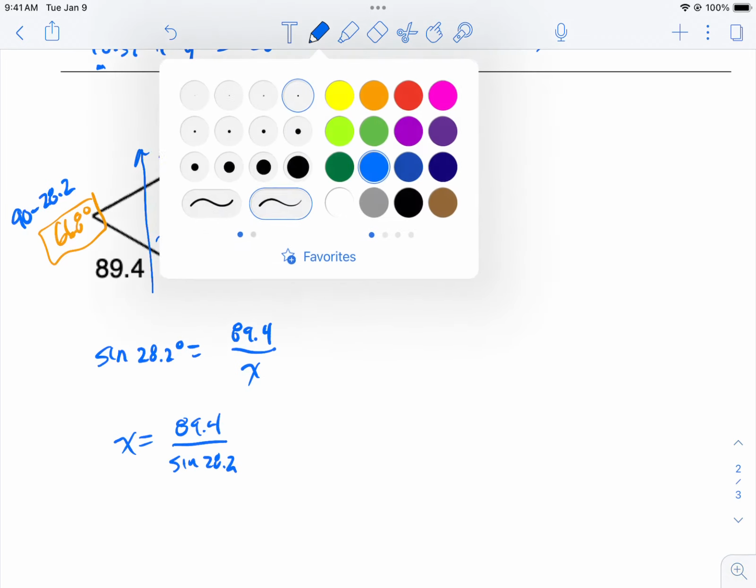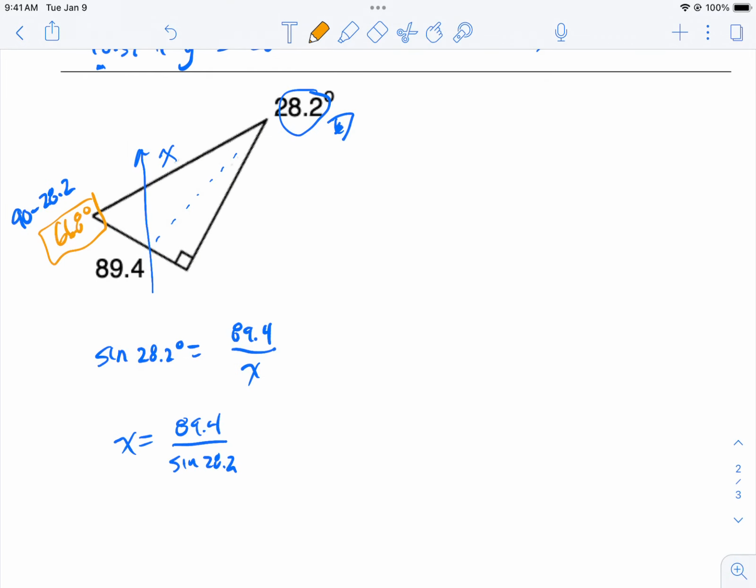Now, hopefully there's nothing mysterious there about swapping places. I mean, you could think of this as a proportion if you put that over 1, right? So the cross products must be equal. So you have x multiplying the sine of 28.2, and that equals 1 times 89.4. And then look what you have to do. You have to divide both sides by that sine of 28.2. So this is being divided by the sine of 28.2, which is what I said over here.